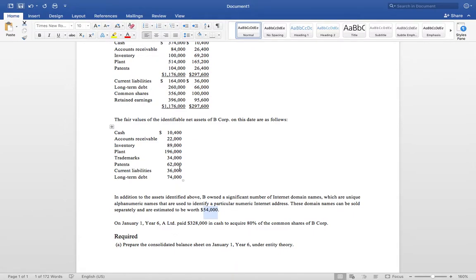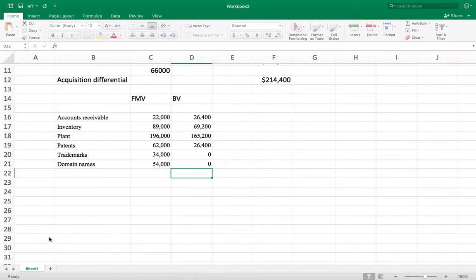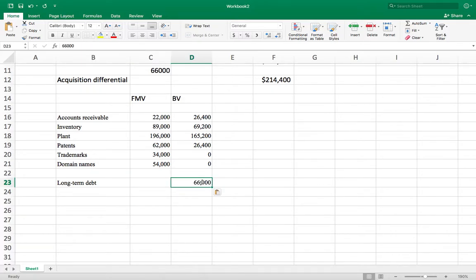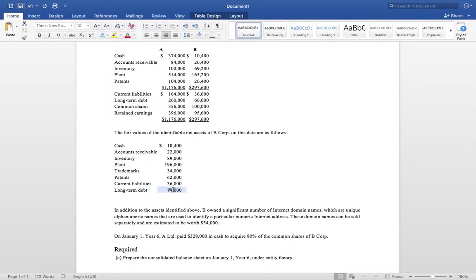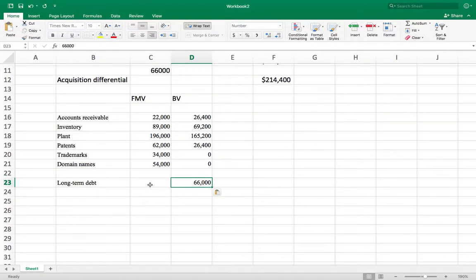Then we have current liabilities of 36. They're the same. But we have long-term debt, which is 74,000 in fair market value, but on the book it's 66,000. So the long-term debt book value is 66 and fair market value is 74.